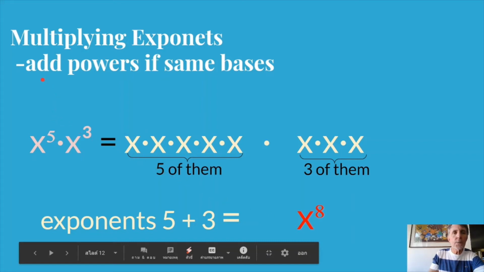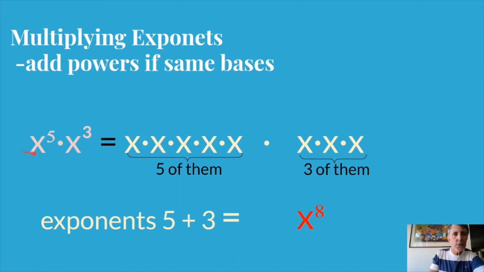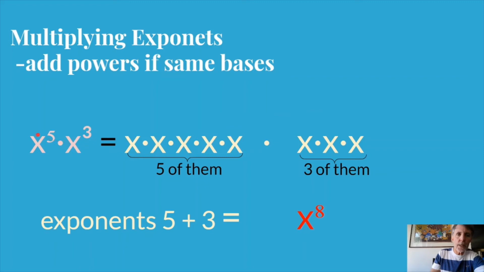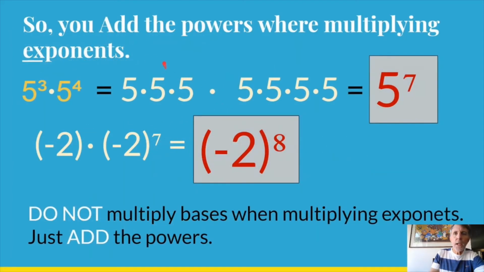And so the exponent rule for multiplication is easy. If they have the same base, and they do here, they're both x bases, we just add 5 plus 3. And so that's an easy rule. But there's lots of rules, so you have to remember them. So multiplying, with the same base, you add the powers. You add the powers when multiplying exponents. So here we have 5 to the 3rd times 5 to the 4th. Well, I can add that together. That's 5 to the 7th.